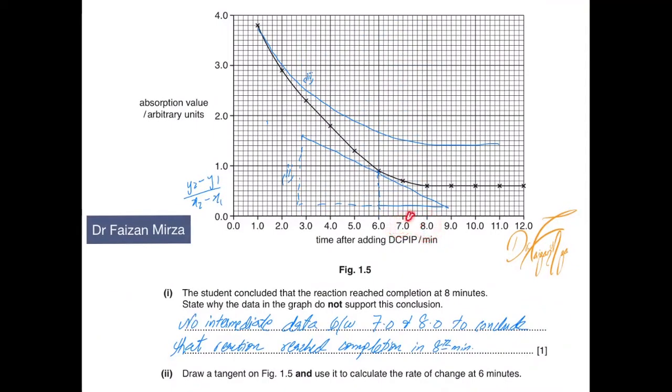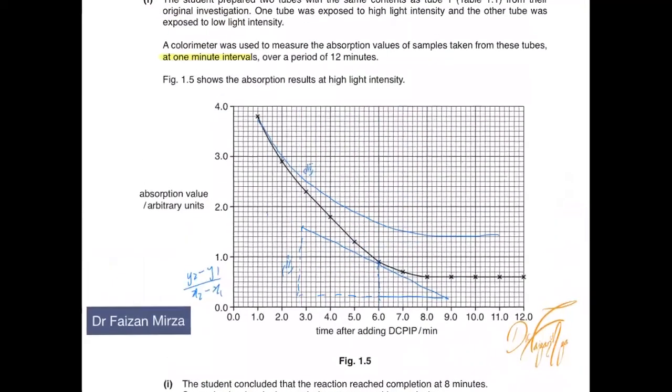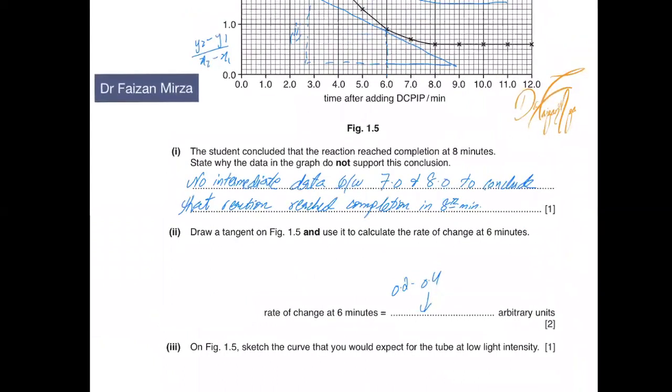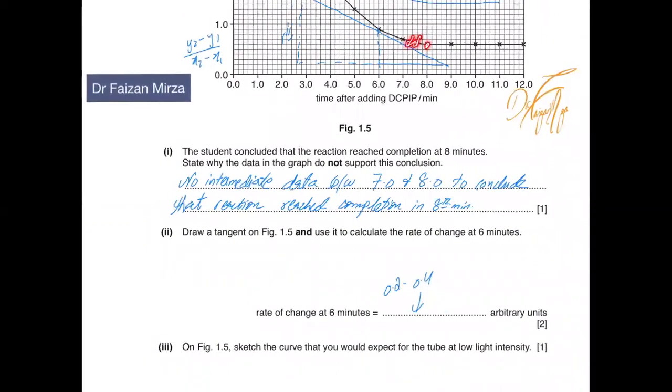You do not have any reading in the intermediates because the student was using the data at 1 minute intervals each. So you don't have the data at 7 minute 10 seconds, 7 minute 20 seconds, 7 minute 30 seconds, and so on. So how can the student be very sure that it got completed at the 8 minute and not somewhere before, for example, 7 minute and 50 seconds or 7 minute and 40 seconds, something like that? So we do not know. So that's why this may not be valid.